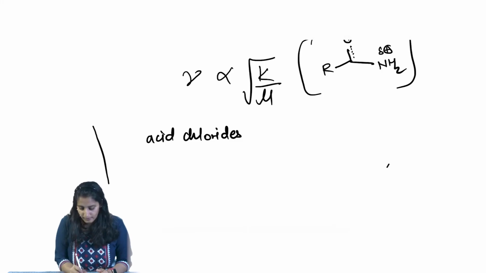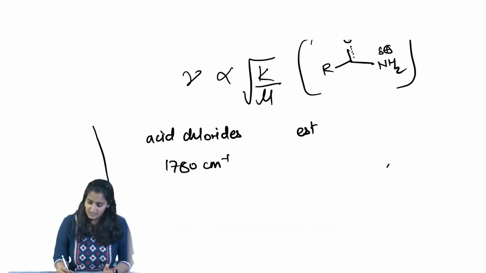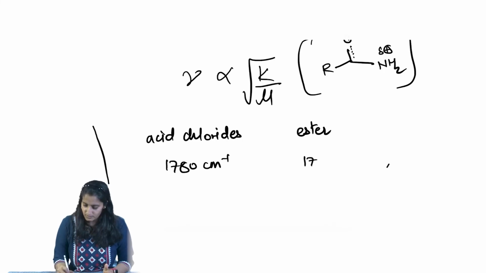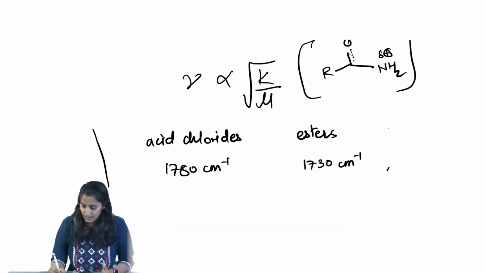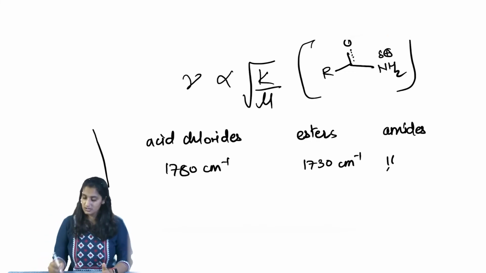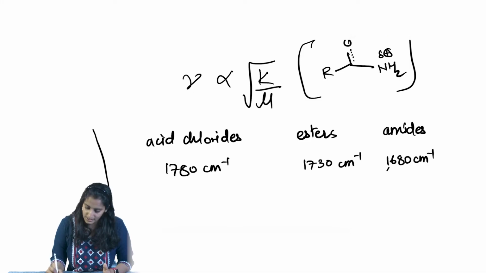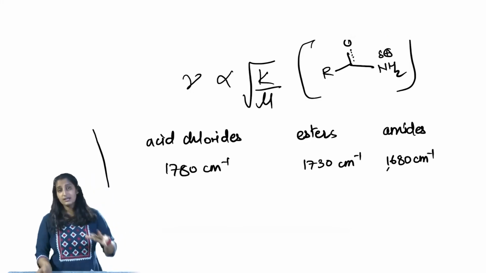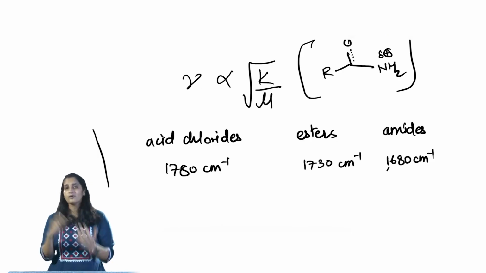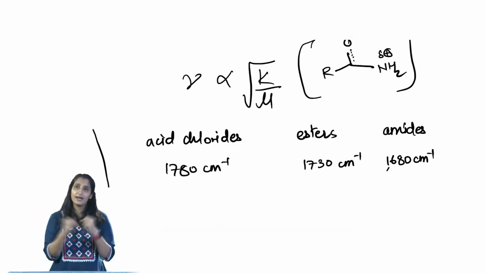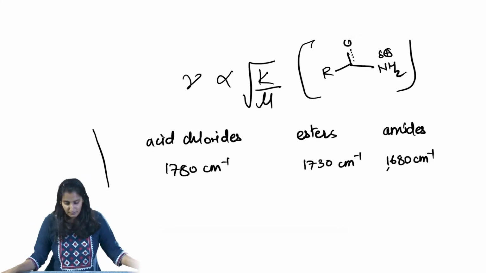are going to have a wave number close to 1780, okay, whereas esters are going to be somewhere in between, so 1730 to 1750, and amides, which have the maximum contribution by the resonance structure, are very low at 1680 centimeter inverse. So, that is what we see, that depending on the strength of the C double bond O, the IR peak is also indicating at what frequency it vibrates.